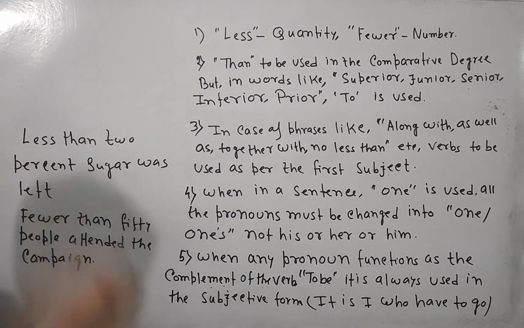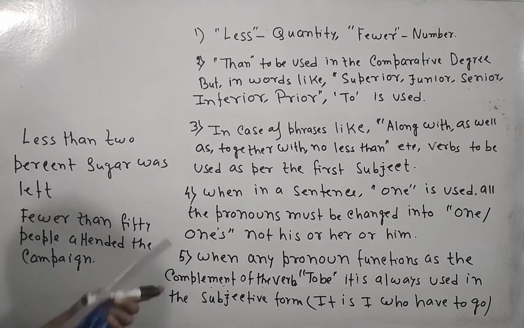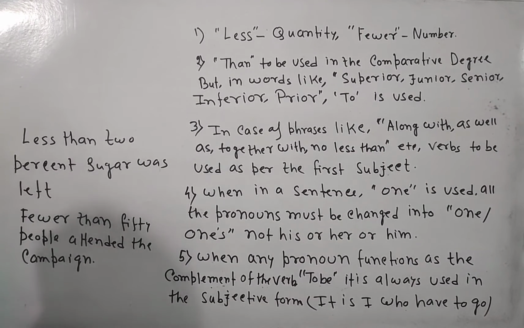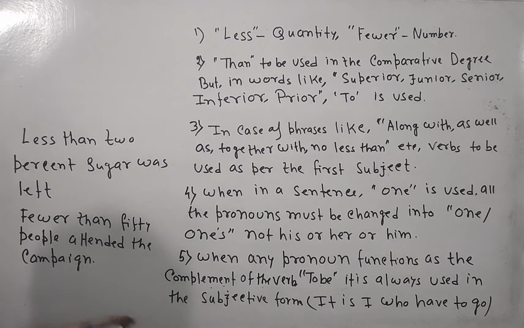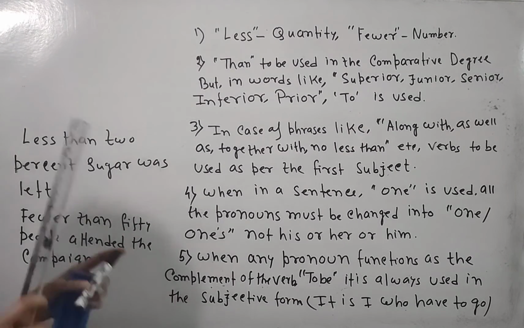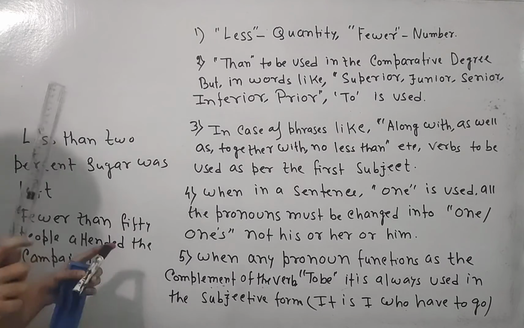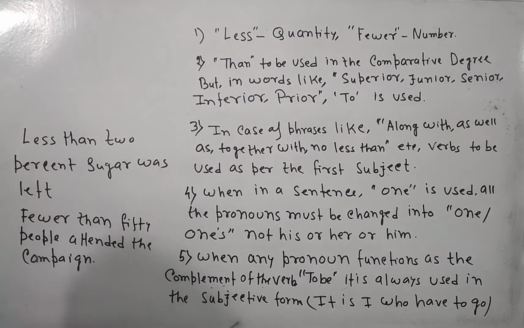Questions may be given in the exams in many ways, particularly in the format of error correction. Somewhere you are asked to find the error, and you have to find out whether it should be less or fewer. Until and unless you know their proper application, you will not be able to correct the error. So less must be used in relation to quantity, and fewer in relation to number, but be careful, all are generally used in the comparative degree format.